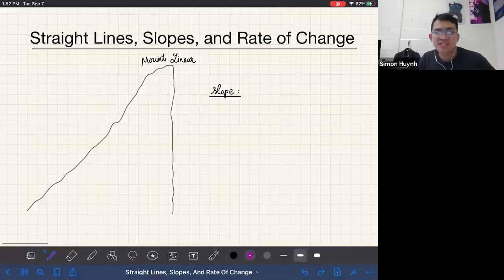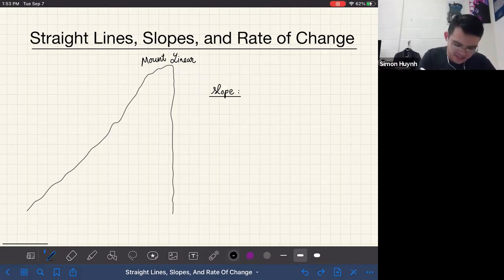Hi everyone, in this video, we will be talking about straight line, slope, and rate of change. As a motivation, let's say that we are scaling a mountain. Let's call this mountain Mount Linear, okay? And we are scaling this mountain. So this is us, trying to go up the mountain. And we will try to study how steep, or what is the slope, of this mountain.